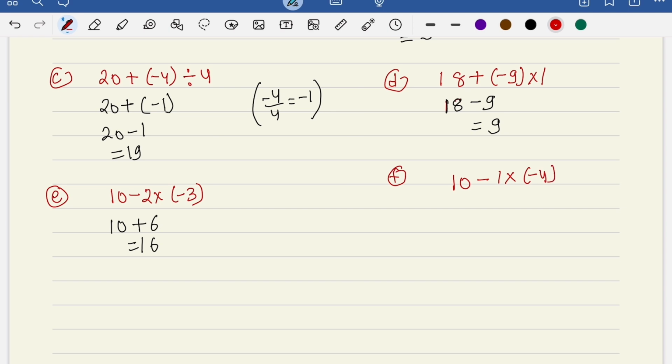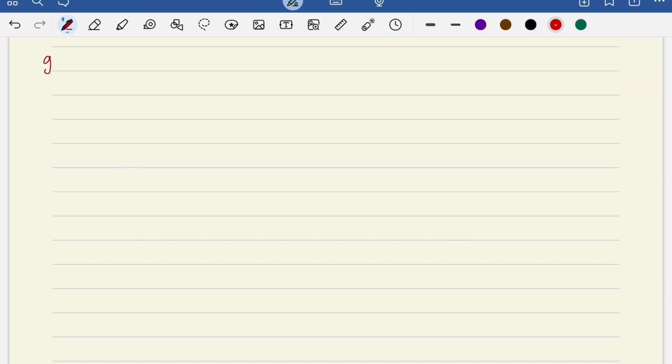F, 10 minus 1 times minus 4. We can directly write it as 10 minus 1 times minus 4, because that operation would be done first. Part G, minus 8 bracket starts minus of minus 7 times 2. So minus 7 times 2 would be done first. Minus 8 minus of minus, or minus minus becomes plus, 7 times 2, minus 8 plus 14, or 14 minus 8. 14 minus 8 is 6.